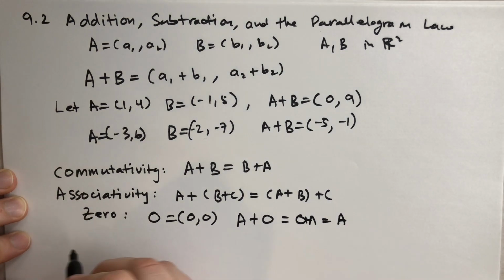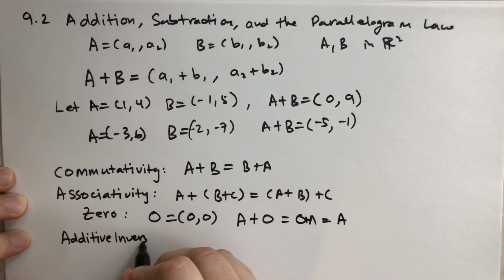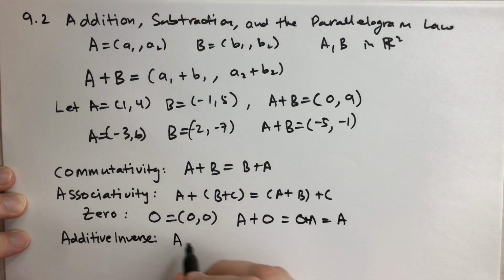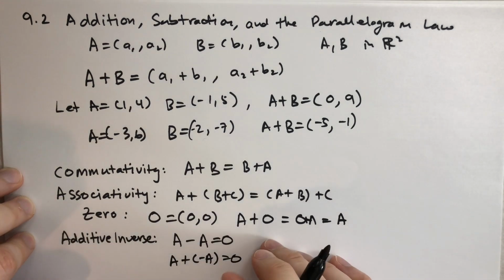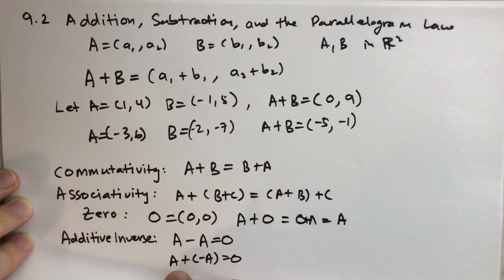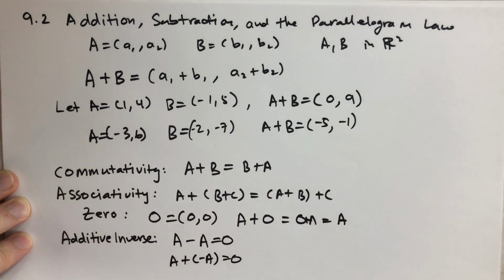We also have inverses, the additive inverse. That says that A minus A is equal to 0. Or we can write A plus minus A if you want. All right, these are easy to prove from the definition here. I'm not going to go through that. It's very trivial. If you're curious or if you want to read the book, you can. Let's just move on with some more fun stuff.